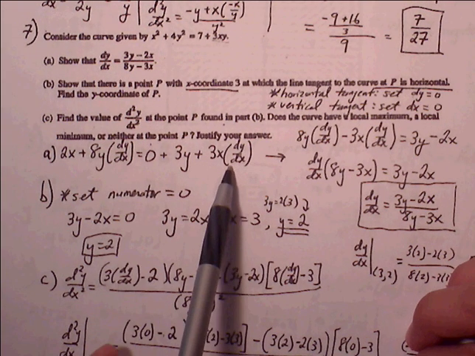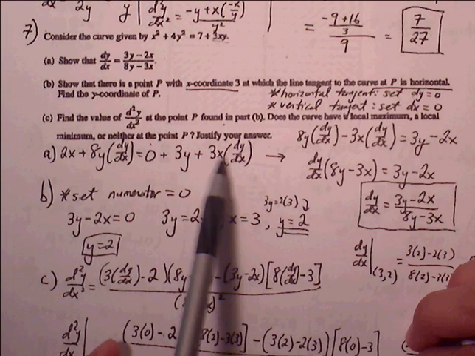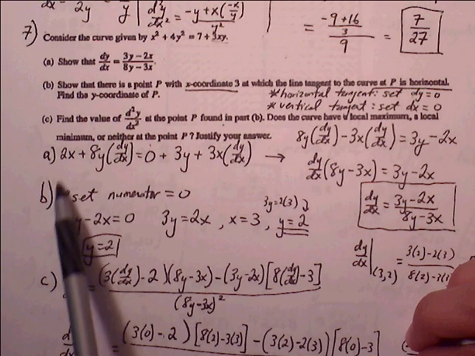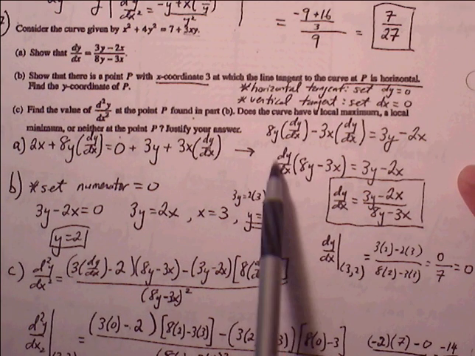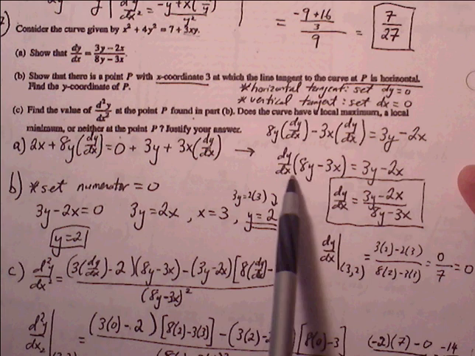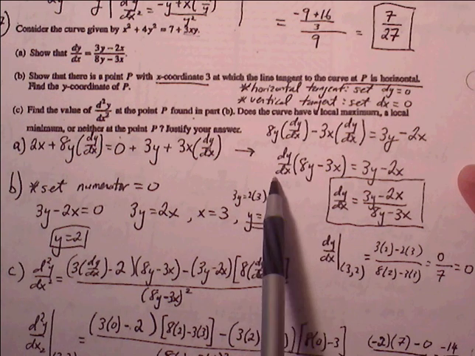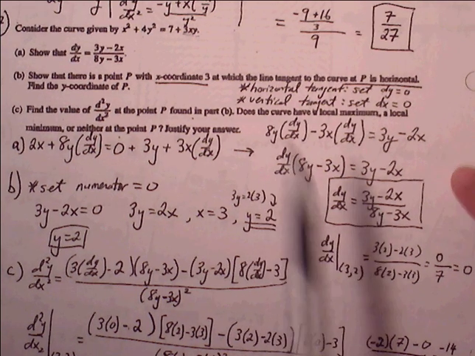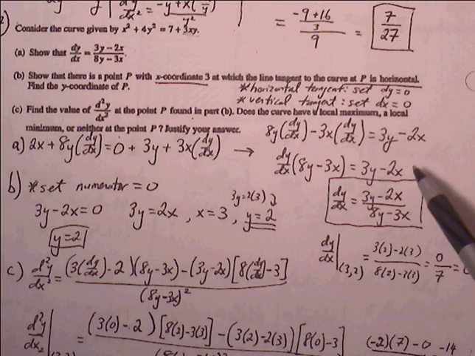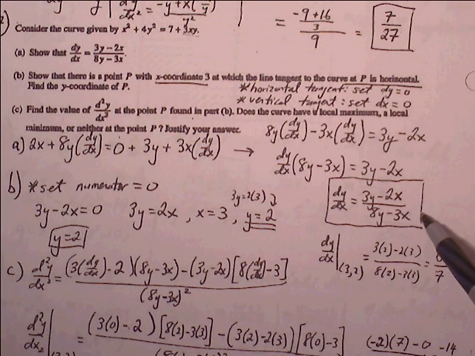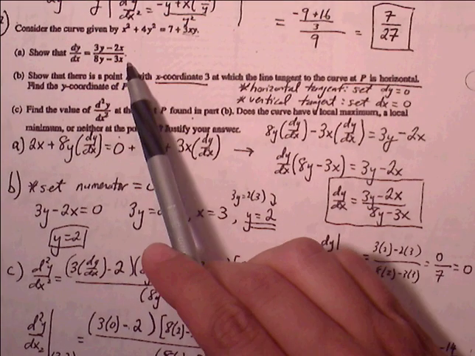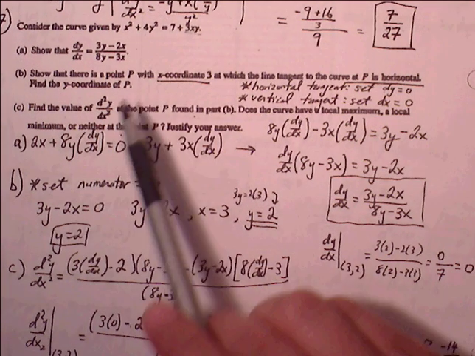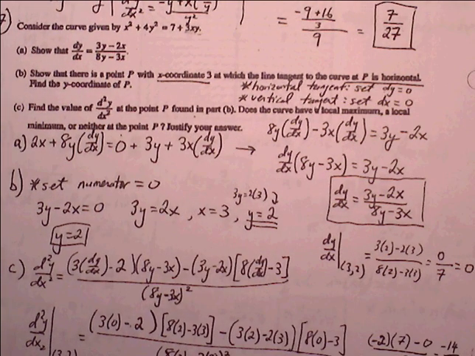So algebraically, we're going to move some terms around. We're going to put the terms with dy/dx on the same side of the equation, and move all the non-dy/dx terms to the other side. Once we're here, we can factor out the dy/dx, parentheses 8y minus 3x. To isolate dy/dx, we divide by 8y minus 3x. Now we have dy/dx equals (3y minus 2x) over (8y minus 3x), which matches what part A asks us to show.